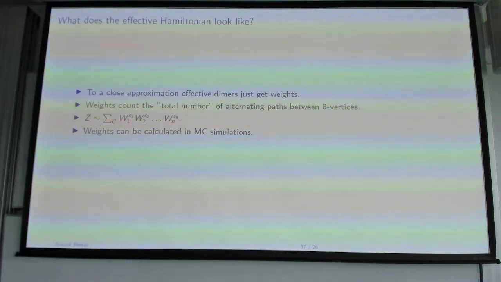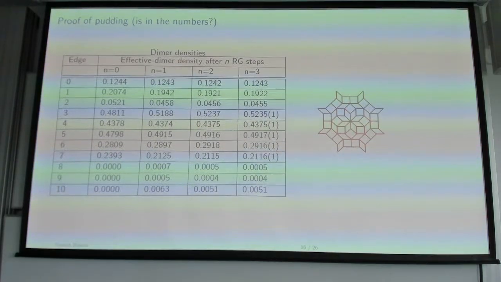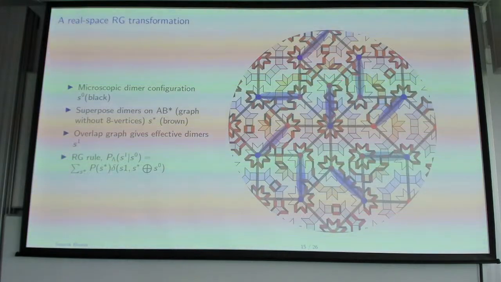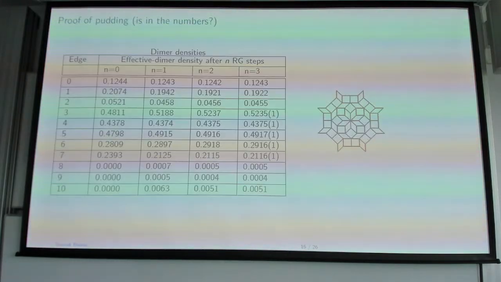So the partition function is, if you have a dimer somewhere, a function of effective weights. What do the weights actually do? The weights really calculate how many such paths there are in some weighted sense. If there are many paths to connect this to this, then the weight of an effective dimer here would be large. That's the sort of thing we're doing.